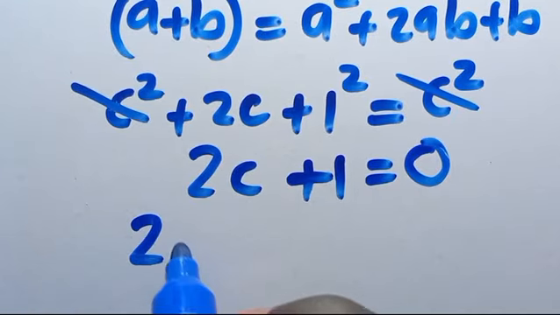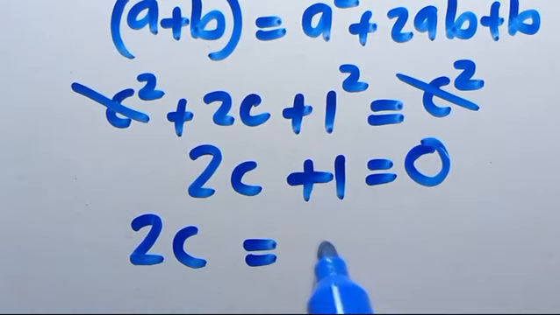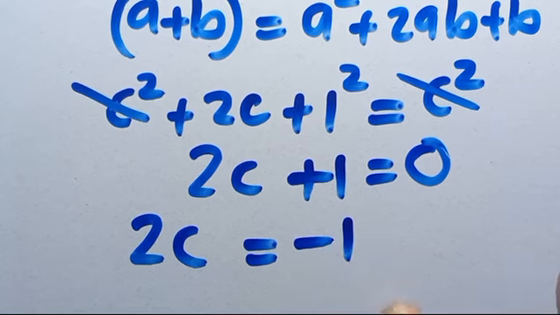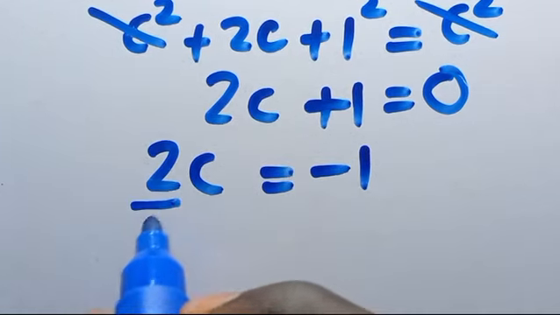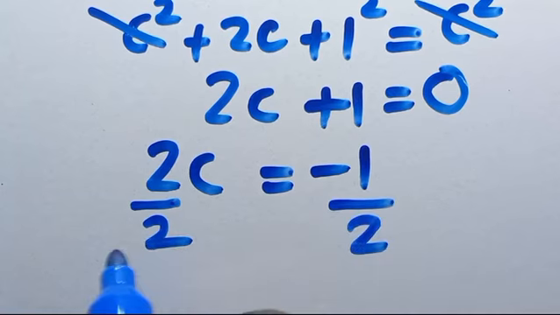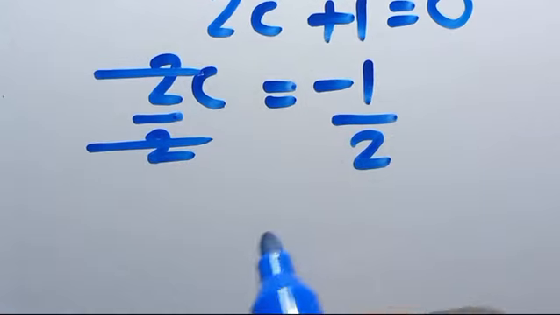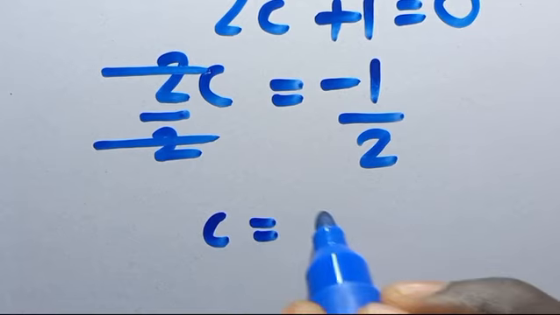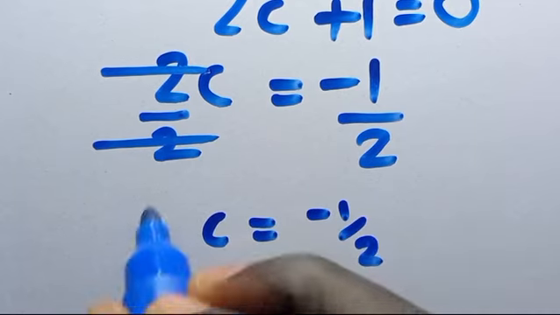Then we have 2C equals, taking this one here, minus 1. Dividing through by 2, we cancel out this. We have C equals minus 1 over 2.